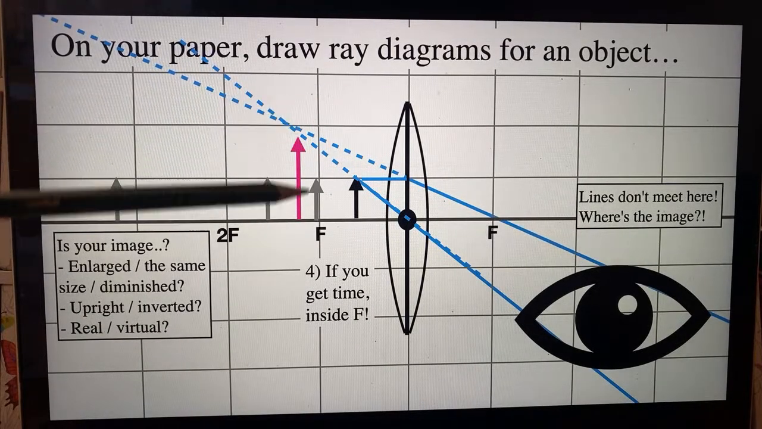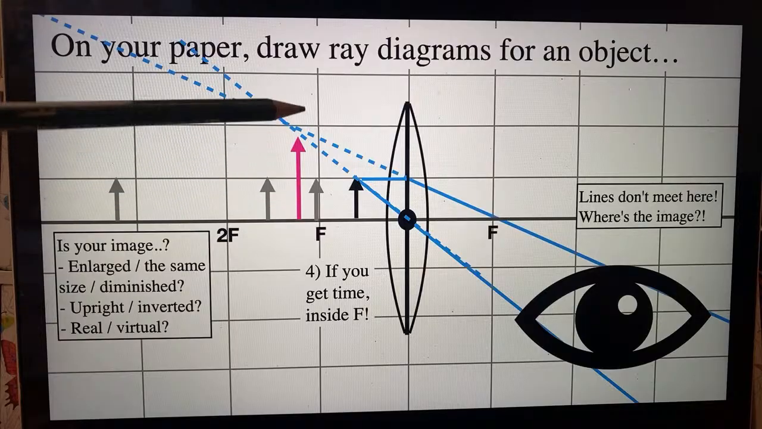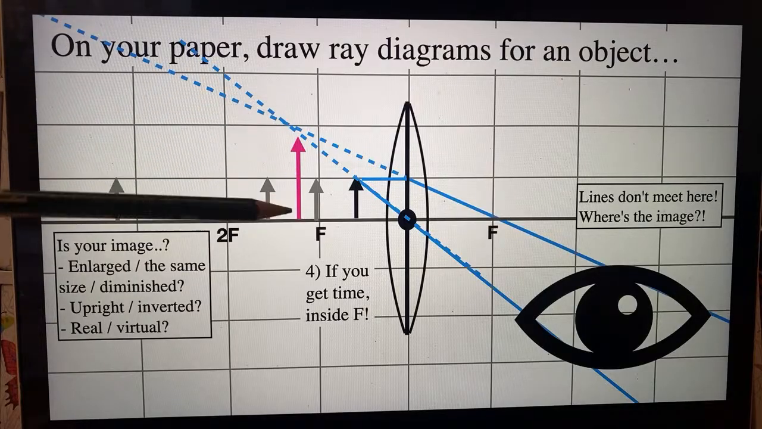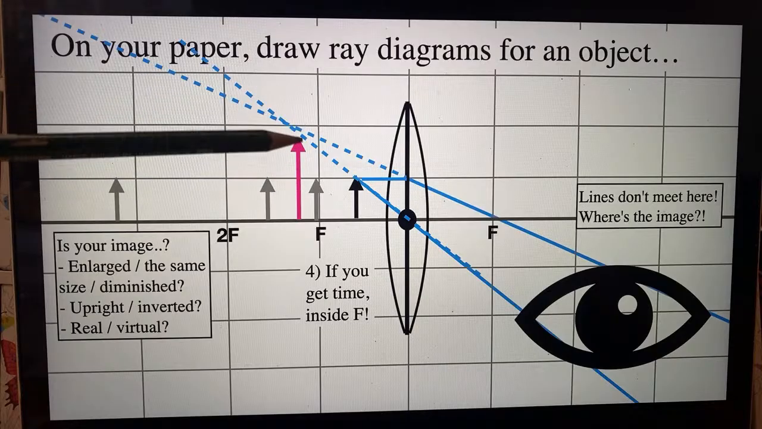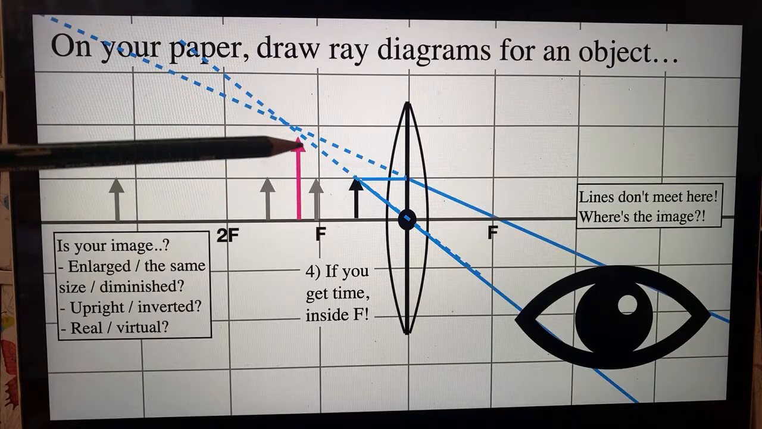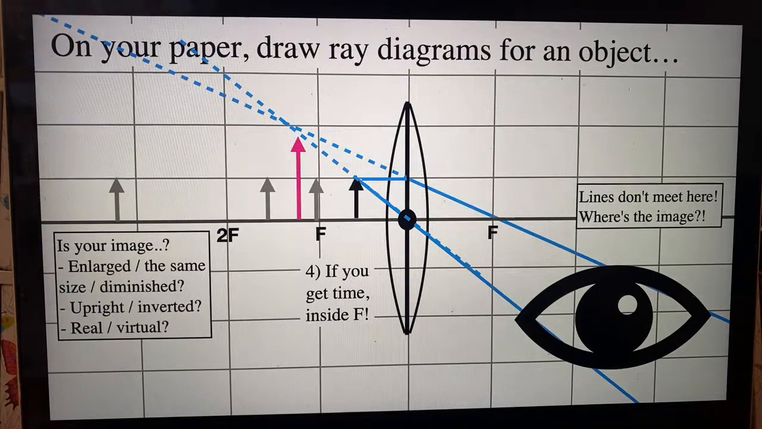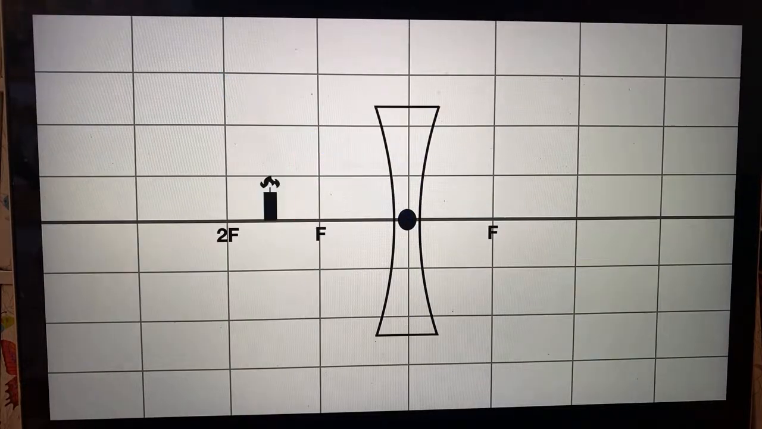You do end up with an image that is enlarged, bigger. This time it's upright, and it's also virtual because you can't project that onto a screen. It's on the wrong side. That's the image that you get when you look at the magnifying glass. Good, isn't it? I wouldn't have expected you to get that. I just think if you've sweated over it for a while, then that tends to help you remember it later.